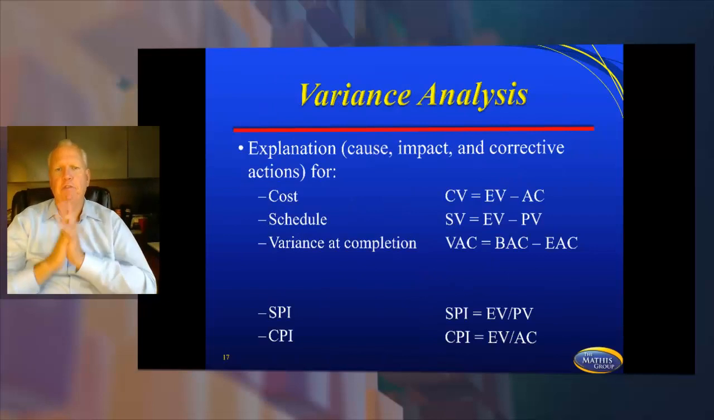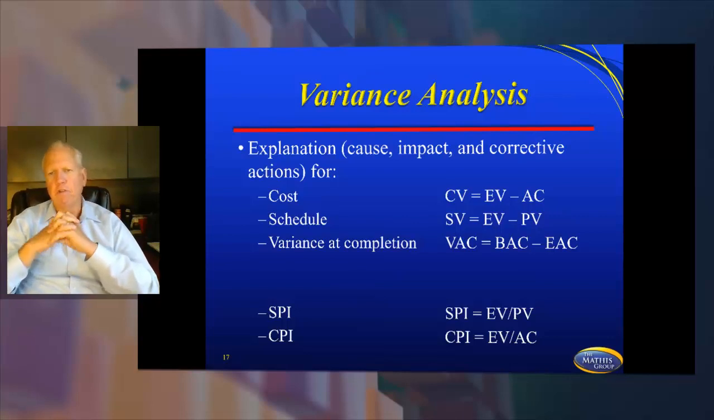Variance analysis. You have explanation, cause, impact, corrective actions. For costs, cost variance equals earned value minus actual costs. Schedule variance equals earned value minus planned value. And variance at completion, VAC, would be BAC, which is budget at completion, minus estimate at completion. And then for SPI, you're going to be looking at earned value divided by planned value. For CPI, you're going to be looking at earned value divided by actual costs.